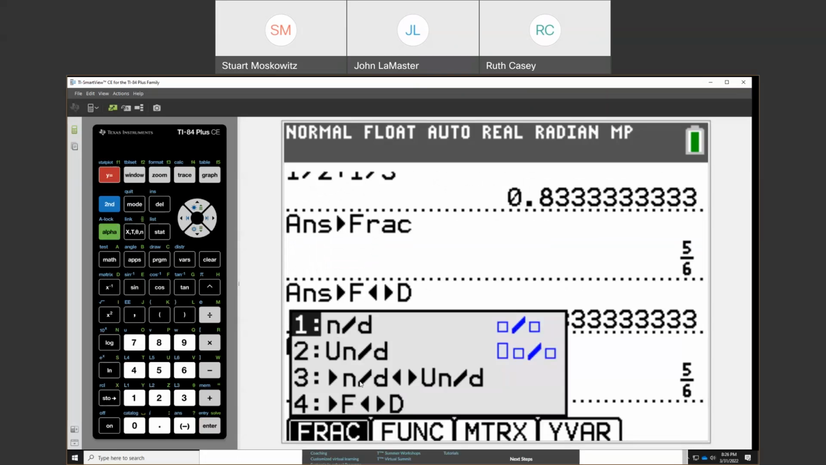But what's awesome, and Stuart hinted to this earlier, which we're going to review, is that it shows right here the N over D key. And so I'm going to press number 1. How did I get there? I went alpha Y equal, or F1.